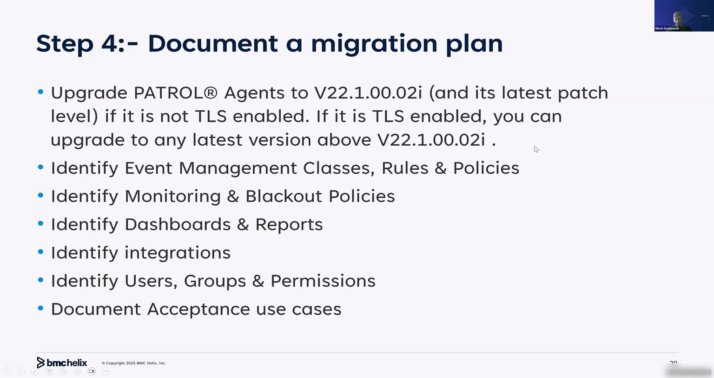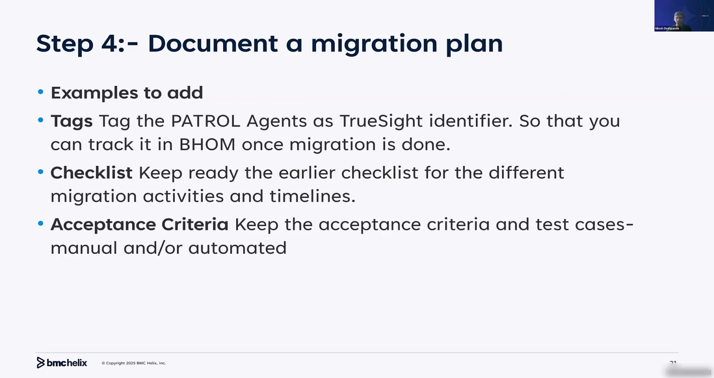and then migrate that to BHOM. You need to identify the various event management classes, rules, and policies that need to be migrated, the dashboards and the reports that you want to migrate, the various CMA policies, and the integrations. You need to note down which need to get migrated to BMC Helix. Then identify the user groups, the permissions, and the acceptance use cases which are needed. Once you do this part, then you have the migration plan.